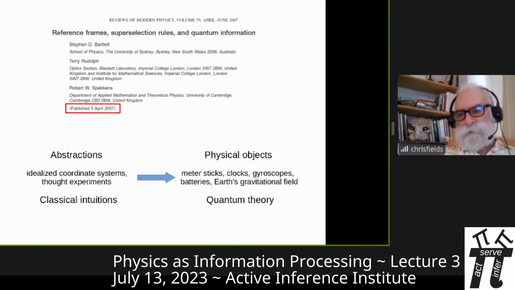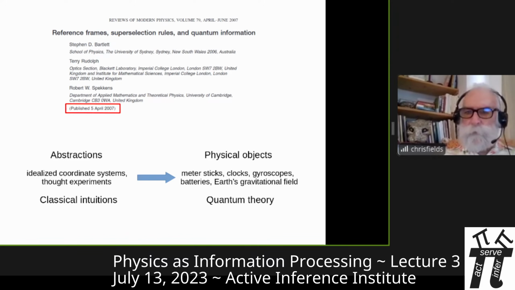And that means that the reference frame itself is described by quantum theory. It's some quantum system. And if you think about reference frames that are familiar, for example, meter sticks for measuring distance, or clocks for measuring time, or gyroscopes or batteries, or even the Earth's gravitational field, which typically defines up for us, those are all physical objects that can be described by quantum theory.